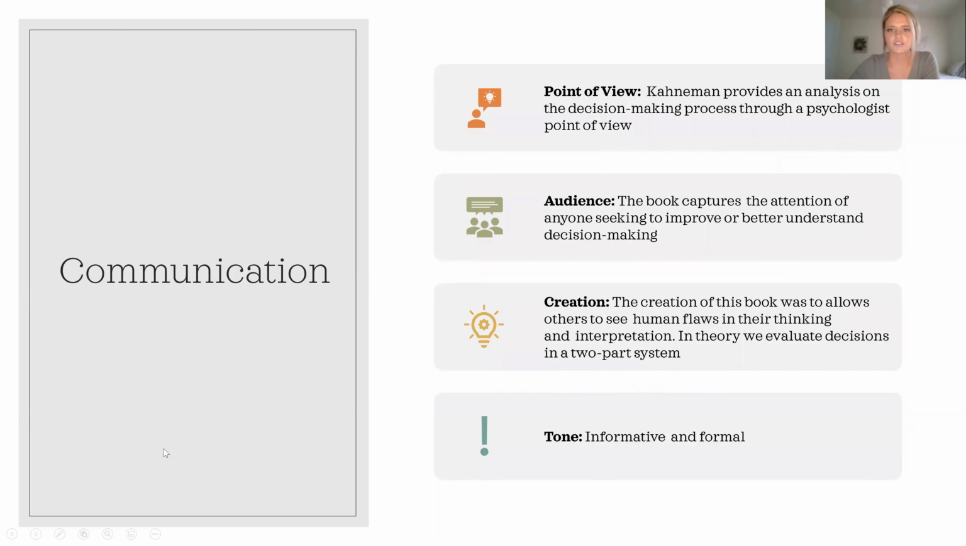So now we're moving on to the communication part of it. We looked at the point of view of the book, who the audience was, the creation, and the tone. For the point of view, Kahneman provides an analysis of the decision-making process through a psychologist's point of view. And the audience he's reaching, honestly, this book captures the attention of anyone seeking to improve or better understand decision-making. It's very easy for a reader to read and understand. As far as the creation of this book, it was to allow others to see human flaws in their thinking and interpretation, going back to what Austin talked about with the two systems. In theory, we evaluate decisions in a two-part system. The tone was overall probably informative and formal.